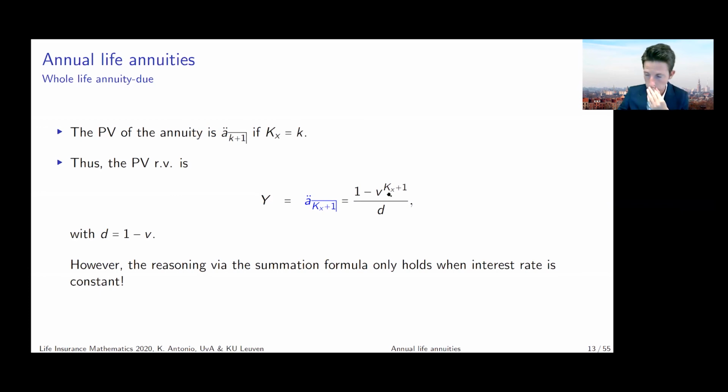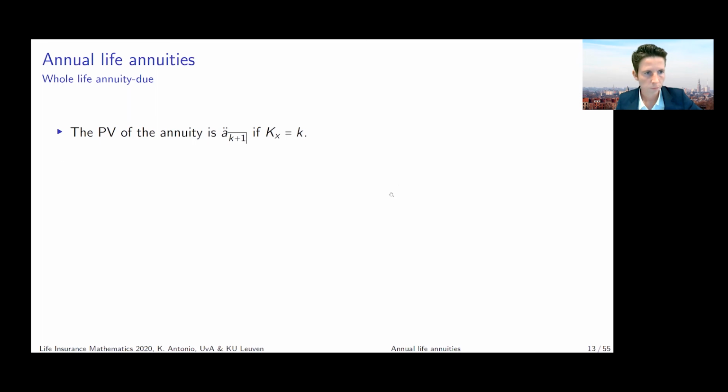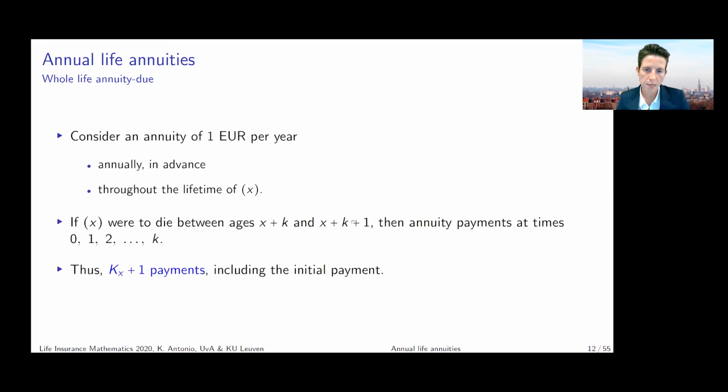Yeah, so when a person dies between time k and k plus 1, is there still a payment at k plus 1? Although the person has already died in between. So the last payment is at time k, but we started with a payment at time 0. So in total, we've got k plus 1 payments.